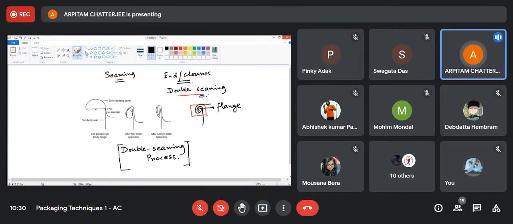Okay. So in this case, as you can understand, these two ends come down, and this is called the end countersink. This is the end countersink where these two ends come in contact. Okay, so this part is called the end countersink. Then the end is placed over the body flange. This is the end, means the can end. That means, as I already told, this is the can body.